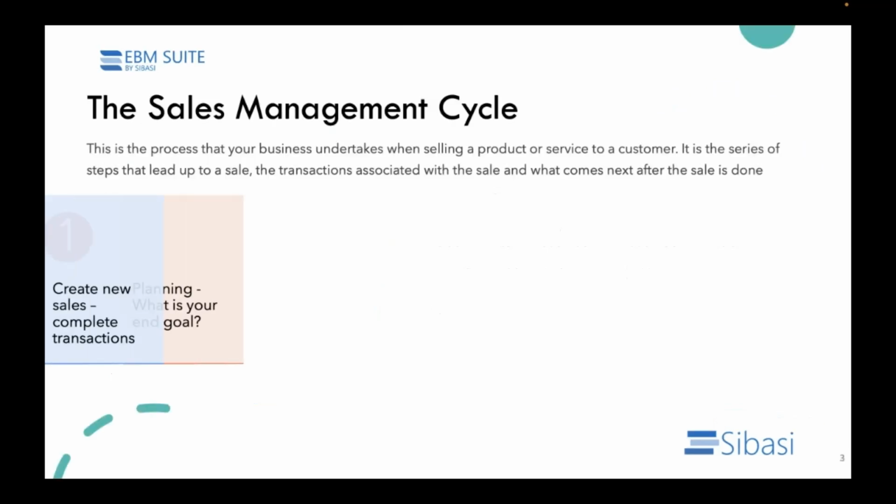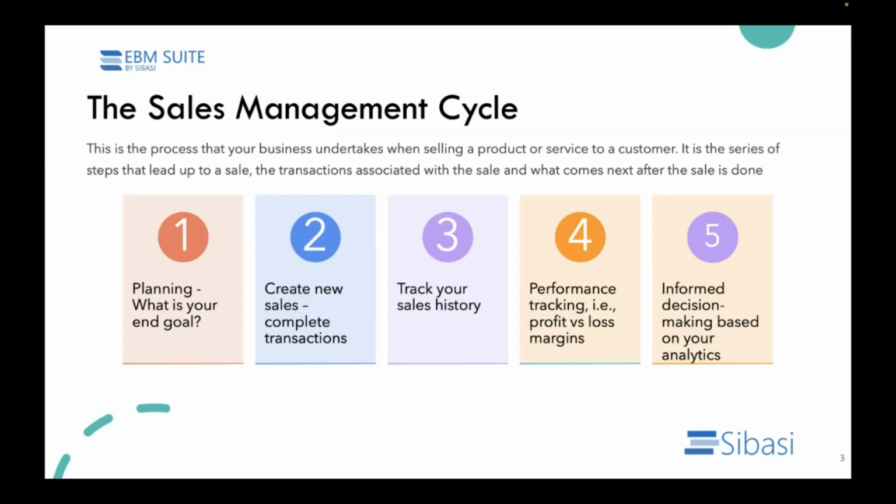And so when we talk about sales management, we have something called the sales management cycle. Ideally, this is what you do when you're selling a product or service to a customer, the kind of individual steps that you take so that you can complete a sale, you complete the transactions, and make business decisions based on the transactions that you've made. So the first step is usually planning, and it involves identifying what your end goal is, what you want your business to achieve at the end of the day.